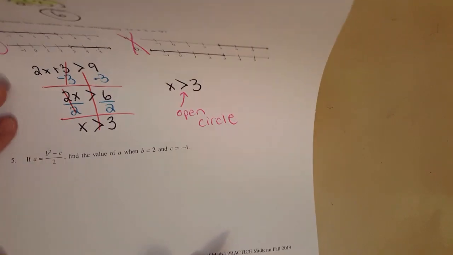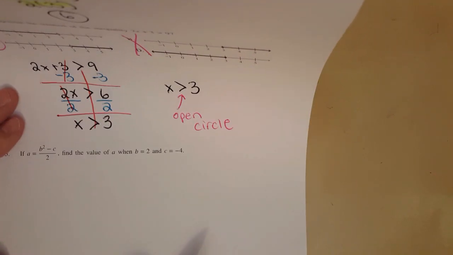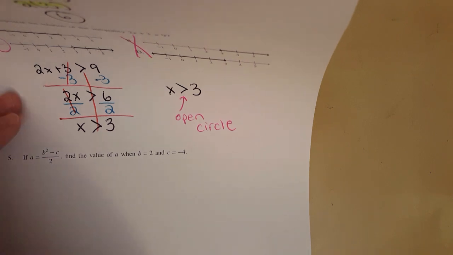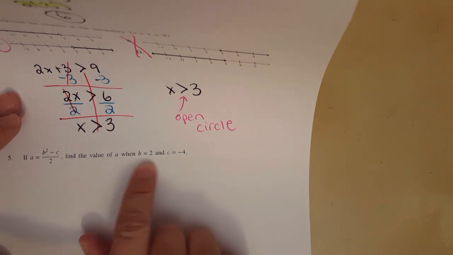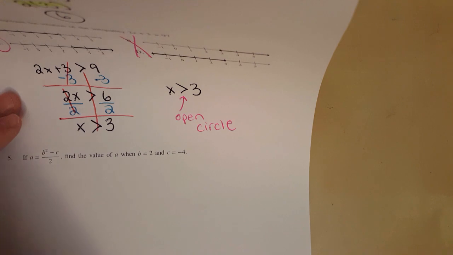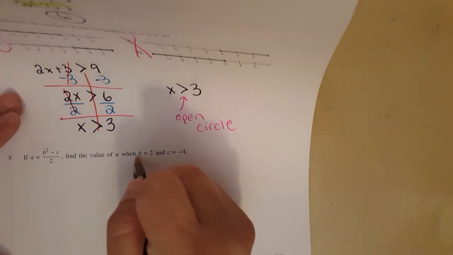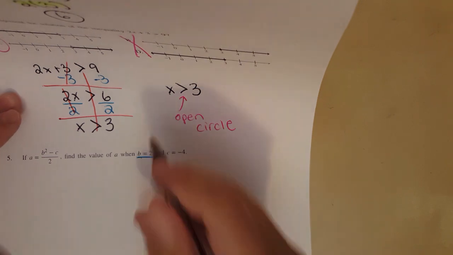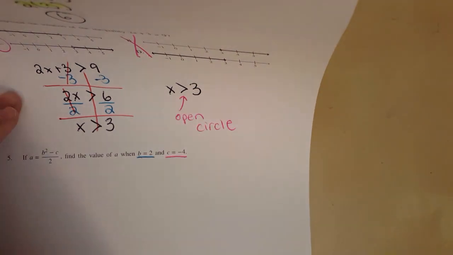All right. Sorry for the weird view here. Number 5 is another evaluating expressions problem. It says if a equals b squared minus c, all divided by 2, find the value of a when b is 2 and c is negative 4. So we're going to be plugging in. We're going to substitute 2 for b, and we're going to substitute negative 4 for c.